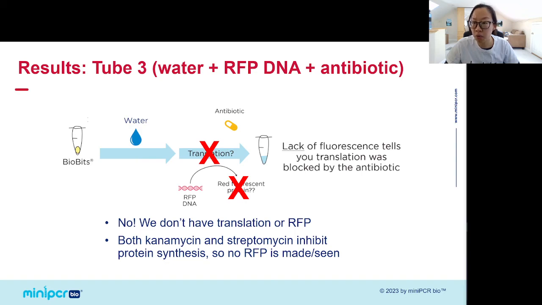Since this shows the function of both kanamycin and streptomycin, this is actually kind of a form of a positive control for the antibiotics. In terms of the real world, if you were in a lab working with actual bacteria, this tube here would represent bacteria that died from either kanamycin or streptomycin, inhibiting their ribosome and protein synthesis.